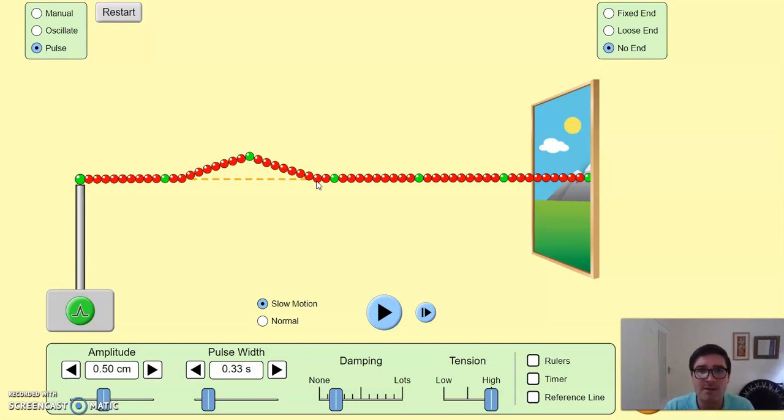Okay, so the one is the rest position, which is the dotted line over there, which represents the position where the medium will be, or the particles in the medium will be, if there's no disturbance. Okay, then we have the amplitude being the maximum displacement from the rest position. And then we have the pulse length, which indicates the distance of a single pulse.